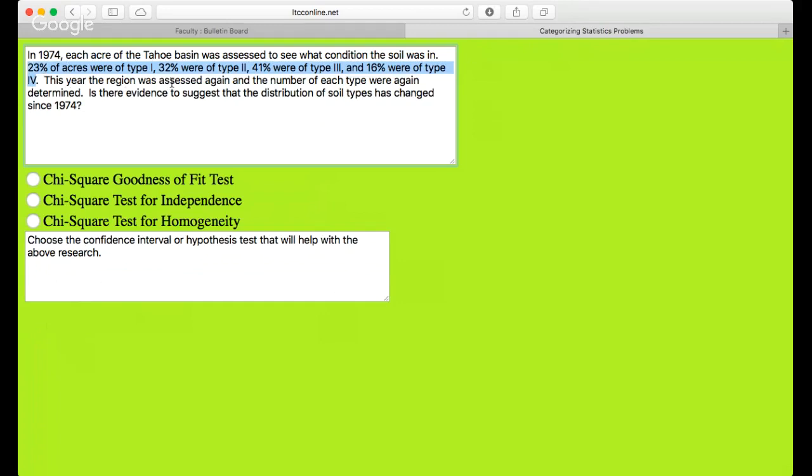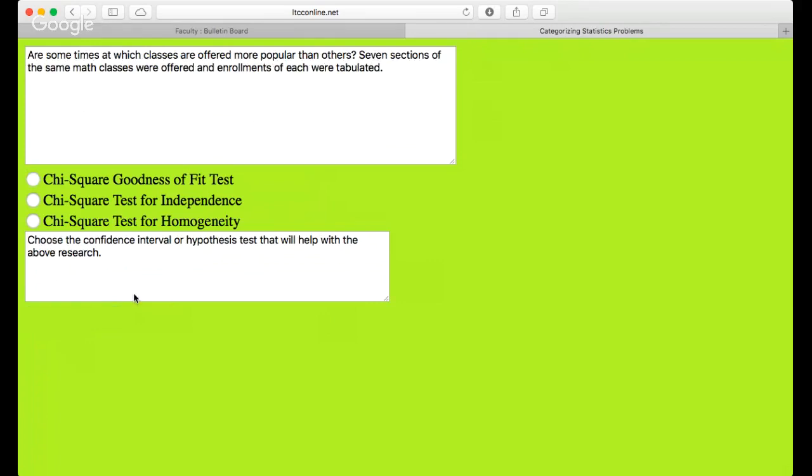And then it says this year the region was assessed again, right? This is the population, the year. And then again the number of each type were determined. The variable in this case is the condition the soil was in, right? And so we would say this is goodness of fit. Cool. I want to get at independence.